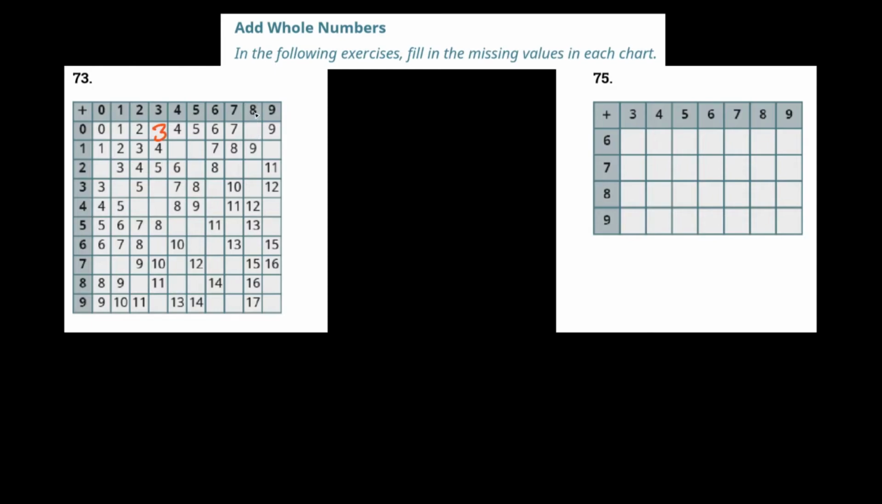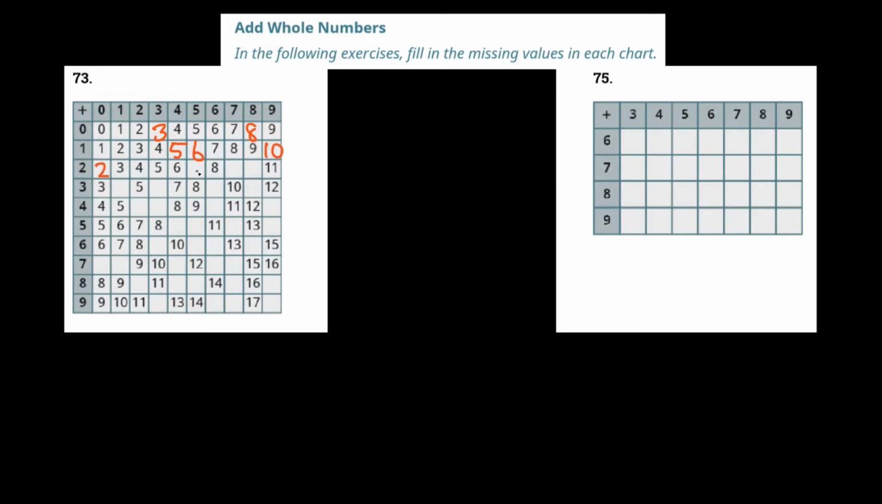If we look at this blank, 8 plus 0 is 8. This blank right here, 4 plus 1 is 5. 1 plus 5 is 6. For this blank, we see we have 9 plus 1. 9 plus 1 is 10. For this blank, 2 plus 0 is 2.